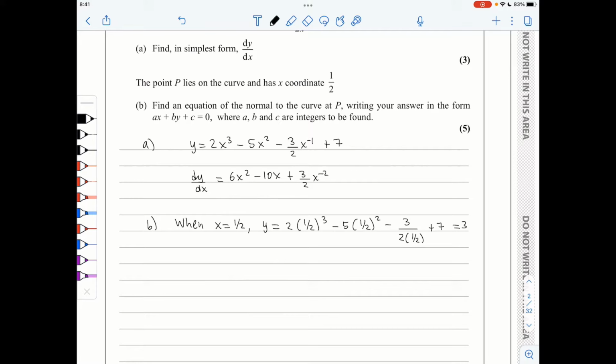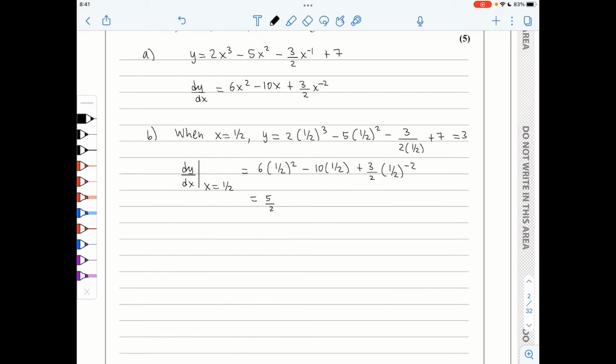I will also find the gradient of the curve at this particular point by evaluating dy/dx at x is a half. So that's going to be 6 times a half squared minus 10 times a half plus 3 over 2 times a half to the minus 2. And this is giving an answer of 5 over 2. I have been asked to find the equation of the normal. So to find the gradient of the normal, I will flip and change the sign of the gradient of the tangent. I'm using the fact that two lines are perpendicular if the product of their gradients is minus 1.